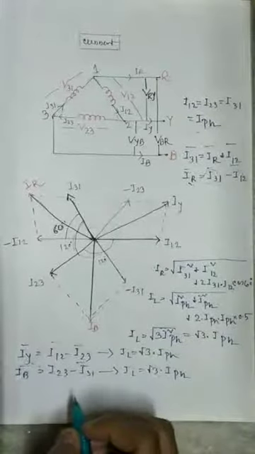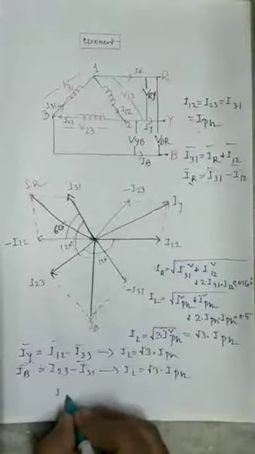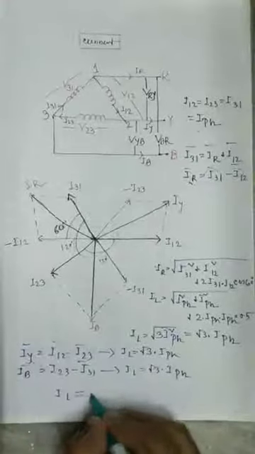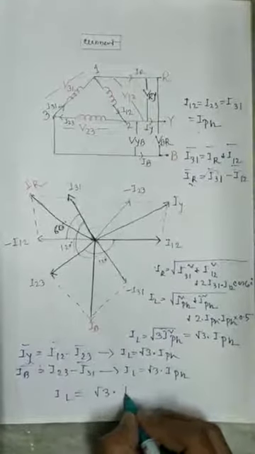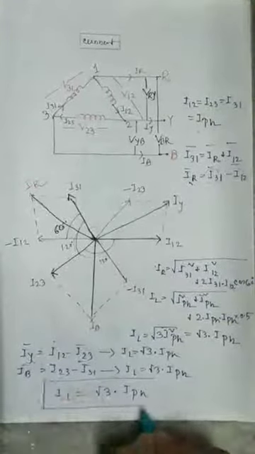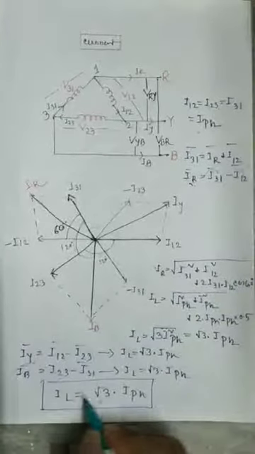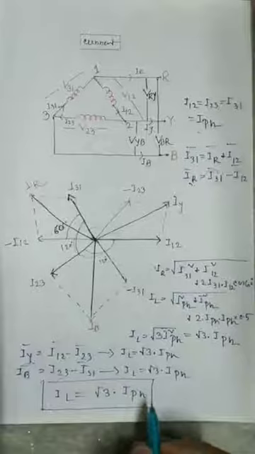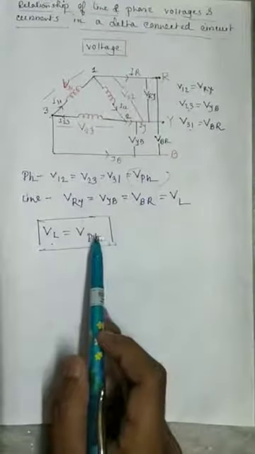Hence it is proved that IL equals root 3 I phase. So in delta connection, the line current equals root 3 times the phase current, and the line voltage equals the phase voltage.